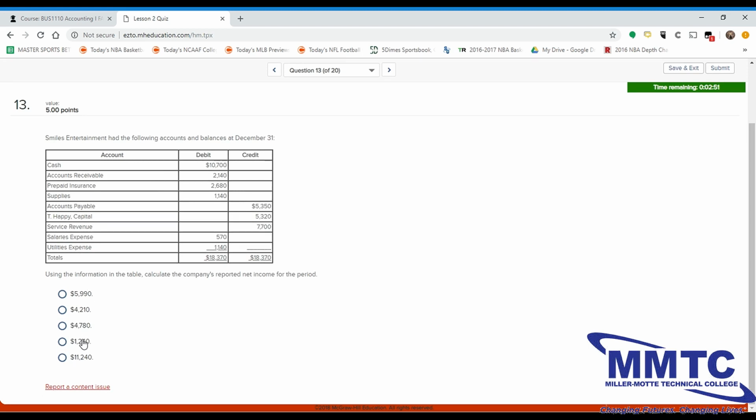The company had the following accounts and balances at this time. Calculate net income, so that would just be revenue minus expenses. Just go ahead and click through. We have 2 minutes.